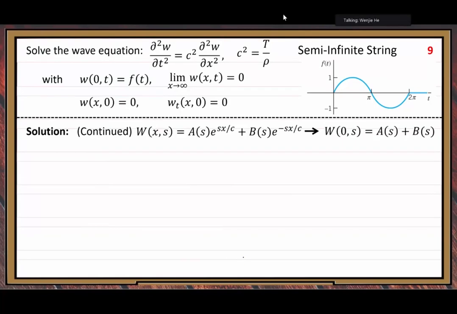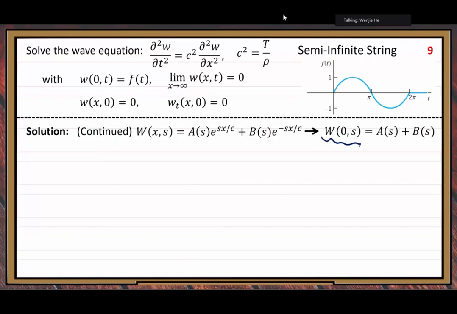Here let's plug in x equal to 0. All e terms are gone, right? Because it's 1. So W of 0, but the question is, how do you get this W of 0? Here we know W of 0, s equals capital A of s plus capital B of s. But we only have the little w condition, right? We don't have the capital W of 0, s. So we need to calculate it.